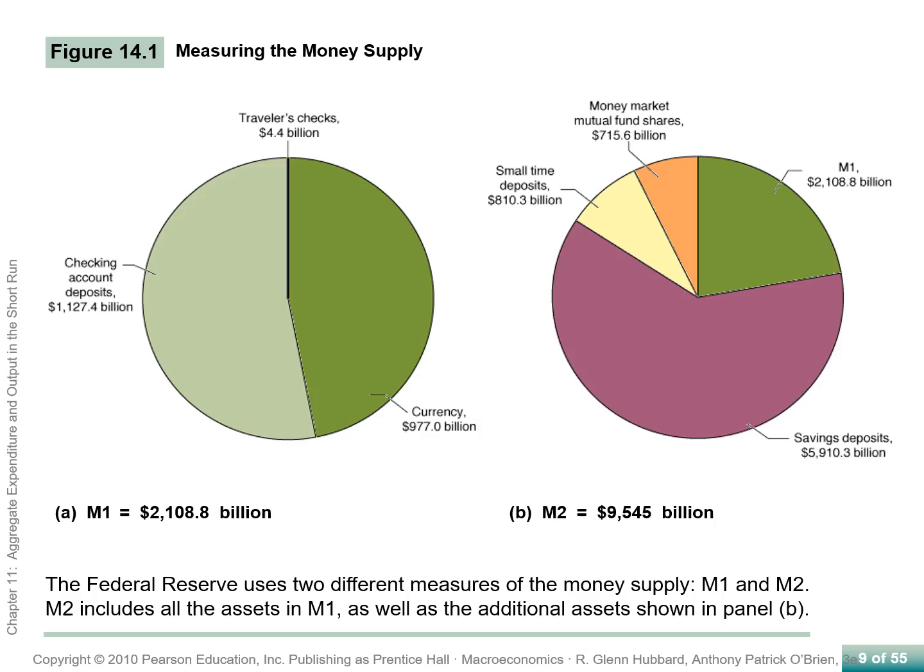Checking account deposits were about $1.1 trillion. And then traveler's checks again, $4.4 billion. So small relative to these big numbers, and these numbers are about to get dwarfed by M2. But when you have $4.4 billion relative to $2 trillion, that is not a lot.